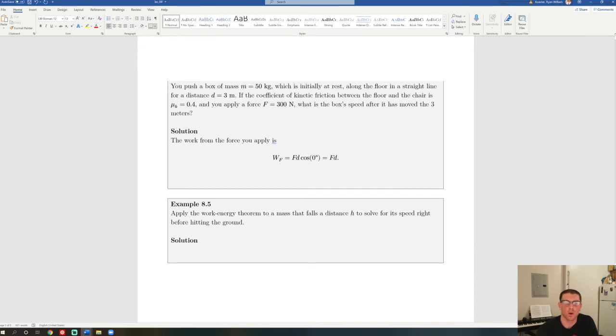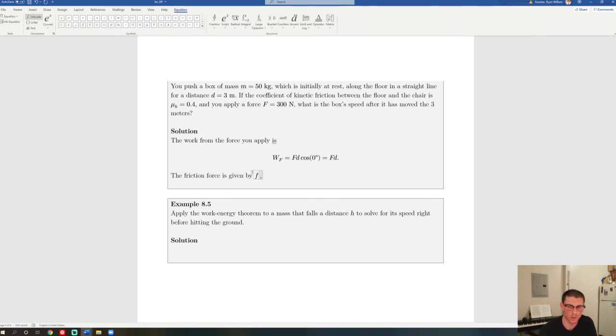Now, thinking back to what we know about friction, right? The friction force is given by f, I'll just call it f with no subscript, is mu sub k times the normal force. And if we had drawn out the full free body diagram, I think we would have seen pretty quickly that the normal force is just equal to the gravitational force in magnitude, right? So this becomes mu sub k m g.